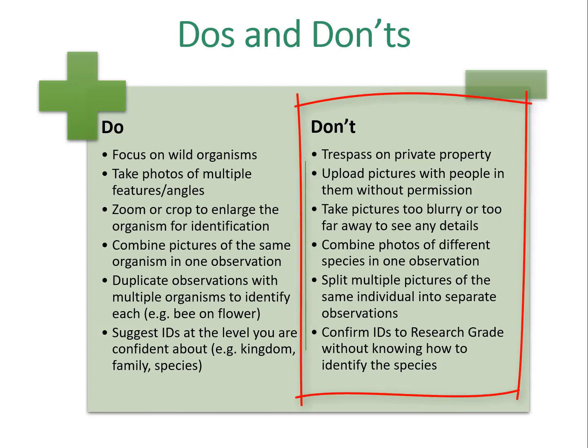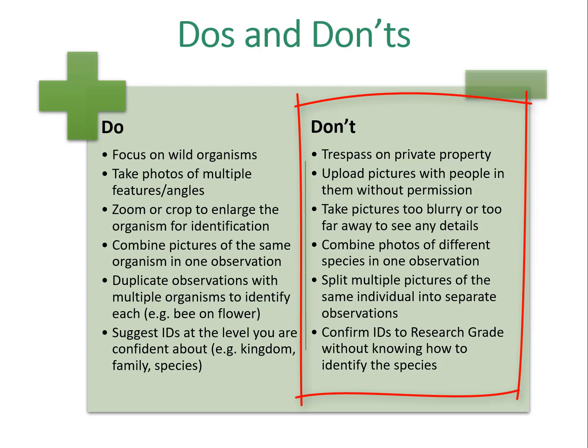On the side of the don'ts here, of course, use common sense as you're making observations. Stay on AppState properties with this. If you're including people in your observations, you should probably ask permission before posting the picture on the web. As far as making it possible for others to identify the organism in your picture, make sure that you have good photos. In order to avoid annoying the people who identify organisms on iNaturalist, the 3 most important things to keep in mind are to not upload any pictures that are just too poor in quality, not to combine pictures of different species in one observation, and to avoid splitting photographs of the same organism into several observations.